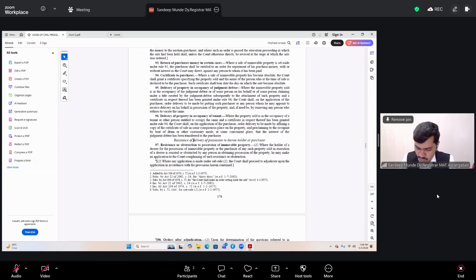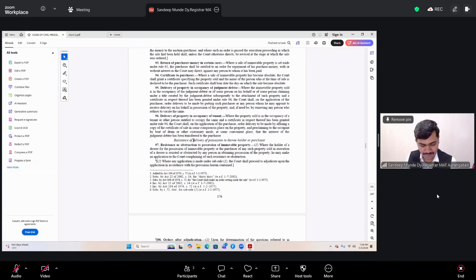Now, these are all the provisions with regard to sale generally, sale of movable property and sale of immovable property. Now, only two points remain. Section 73 deals with the distribution of assets. Section 73: proceeds of execution sale to be ratably distributed among decree holders.